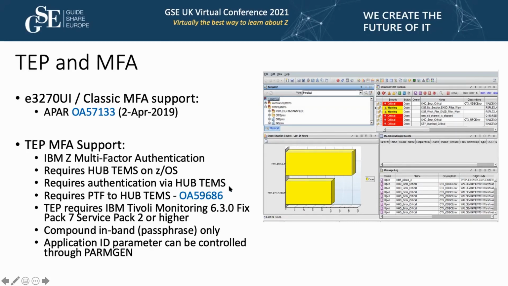This does require authentication via the hub TEMS. It requires a particular PTF, OA59686, and it requires Tivoli Monitoring version 6.3.0, Fix Pack 7, Service Pack 2, or higher. And this supports a particular method for passphrase called compound in-band passphrase. As I said, there were some limitations. And the application ID, or APPLID, parameter can be controlled through your usual ParmGen means.